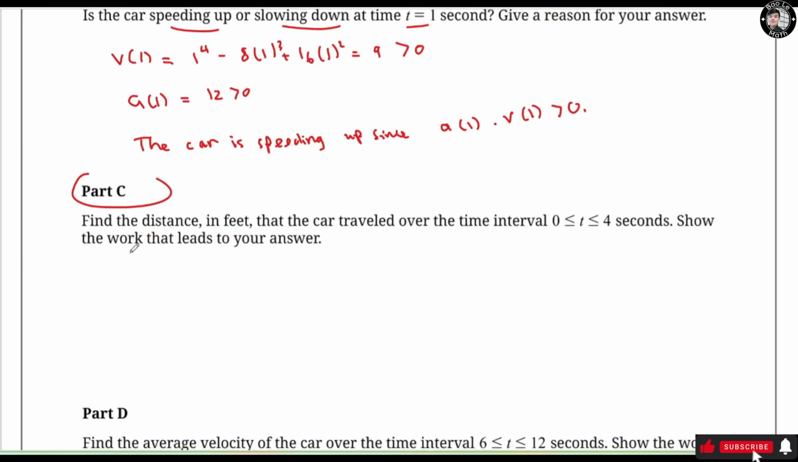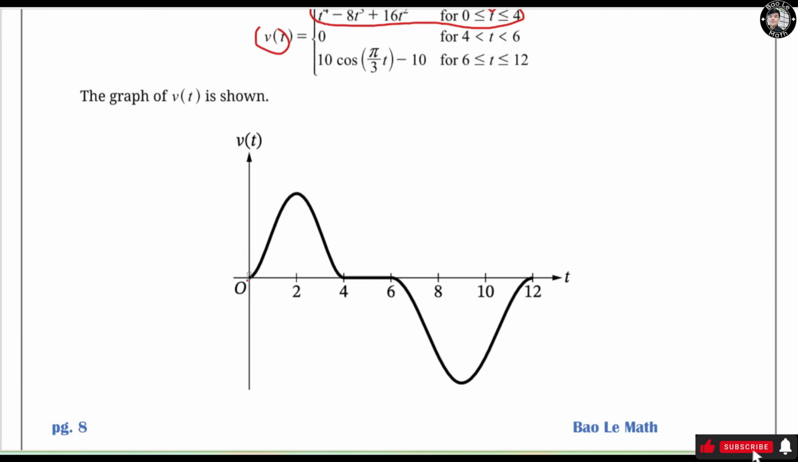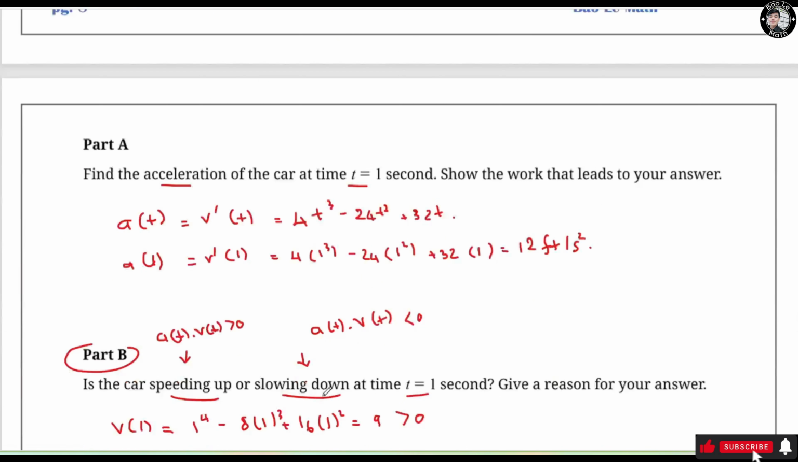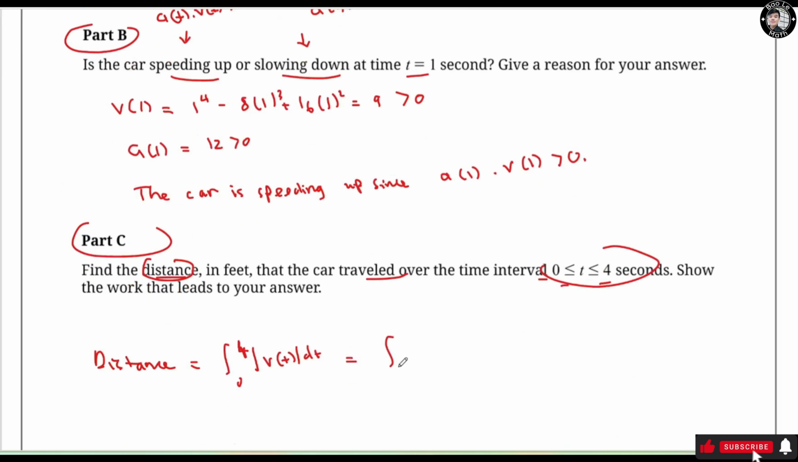Now question C. Find the distance in feet that the car travels over the time interval 0 to 4. Alright, so the distance is the integral of the absolute value of v of t from 0 to 4. From 0 to 4, we look at this function right here. v of t is above the axis, so it's going to be positive. So we can remove the absolute value sign without changing anything.